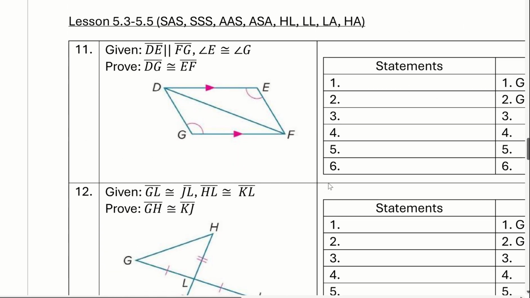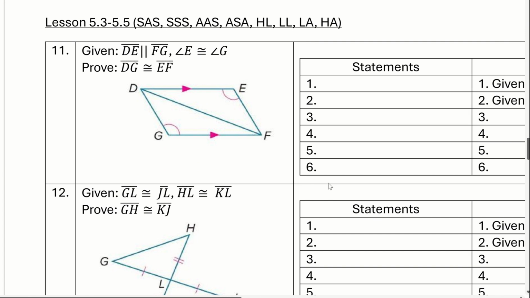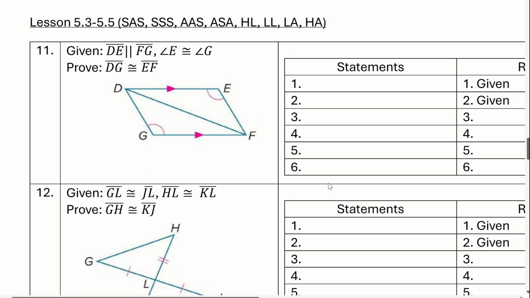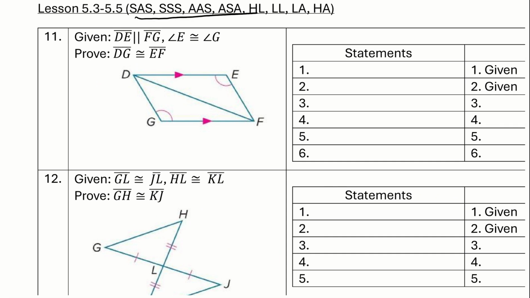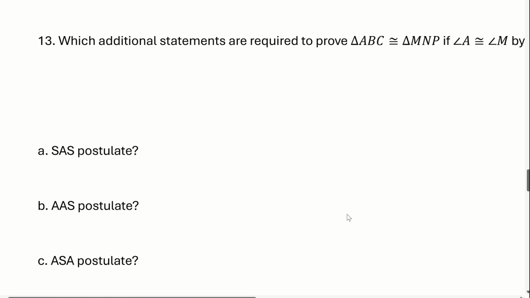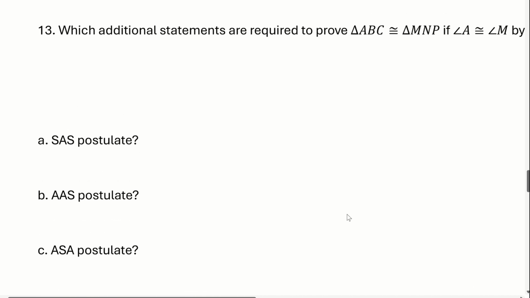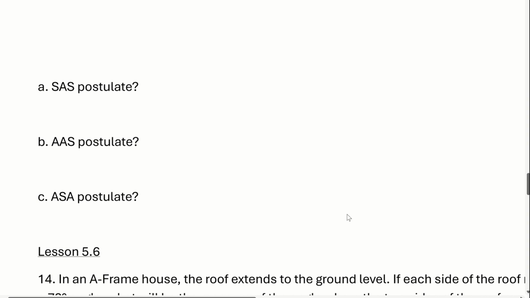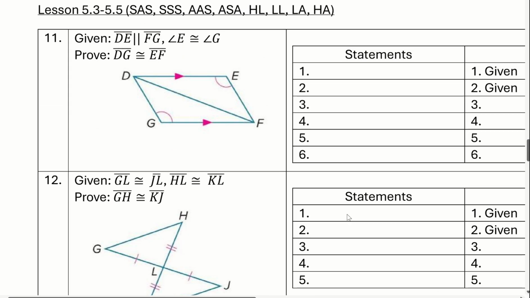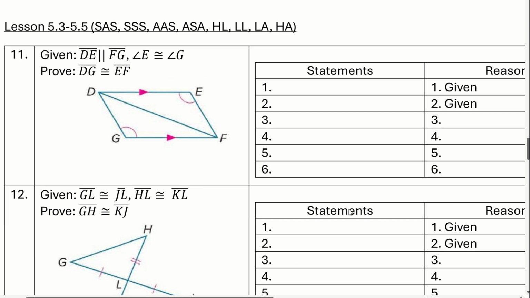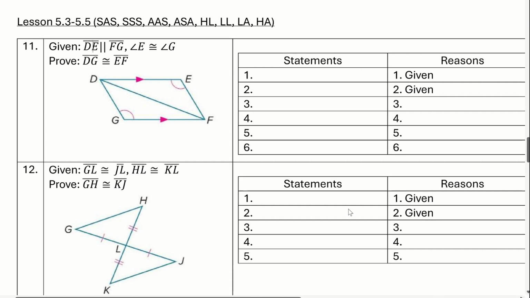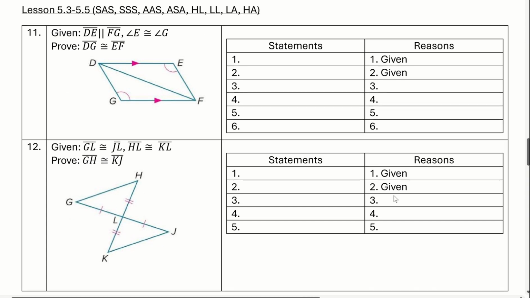All right, so now we're in lessons 3, 4, and 5. So we're going to introduce a couple of proofs for these, and then we'll do a couple of other ones for SAS. We just got a few questions for this, but I did want to include a couple of proofs, because there's going to be at least one proof question on the test for Chapter 5.